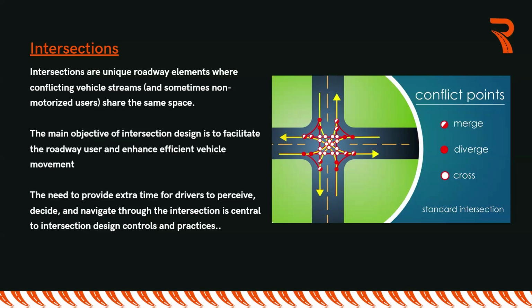Therefore, the main objective that we are aiming to achieve is to facilitate the road user to maneuver and enhance efficient vehicle movement. Ideally, our only goal and objective in this session and the consecutive ones that we'll be having is to enable the road users to navigate these intersections efficiently and safely using the shortest distance possible. So one of the ways we do this is to provide extra time and space for drivers to be able to perceive, make a decision, and navigate through the intersection. You get it?